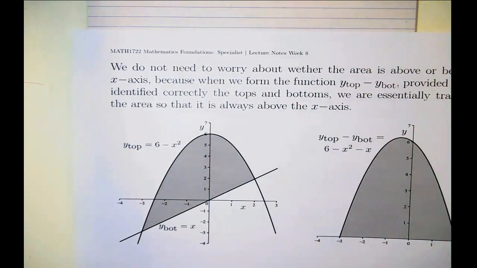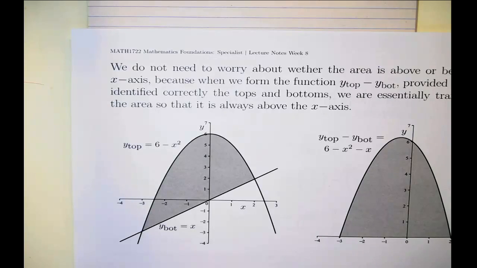Let's say, for example, we had a question where I asked you, what is the area bound by the functions y equals 6 minus x squared and y equals x? Back in single variable calculus, what you would do is identify which one's top and which one's bottom, or which one's above and below, however you want to call it. And then you would find the definite integral.